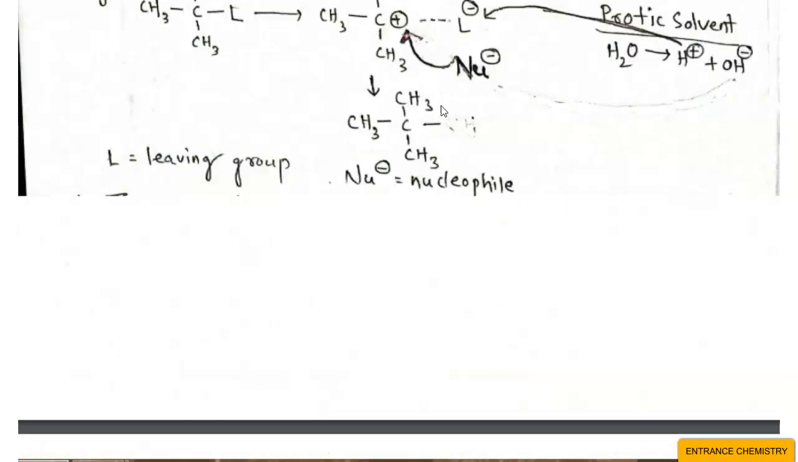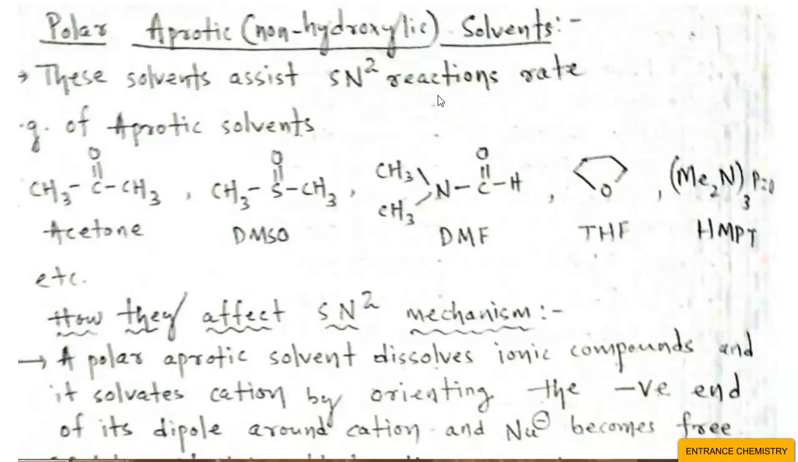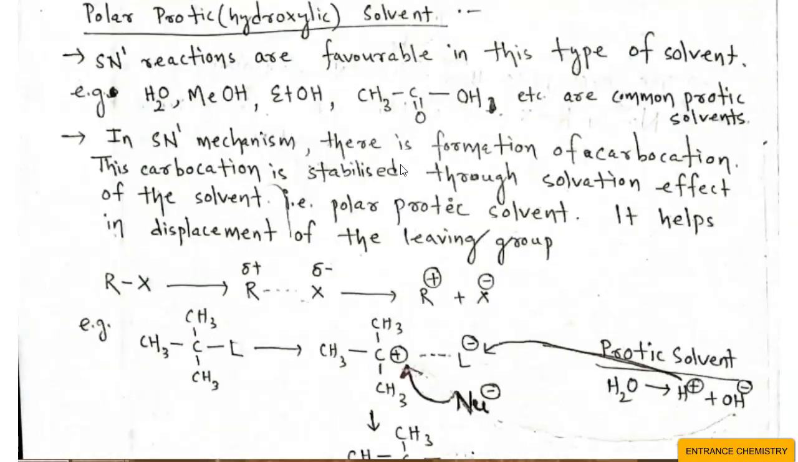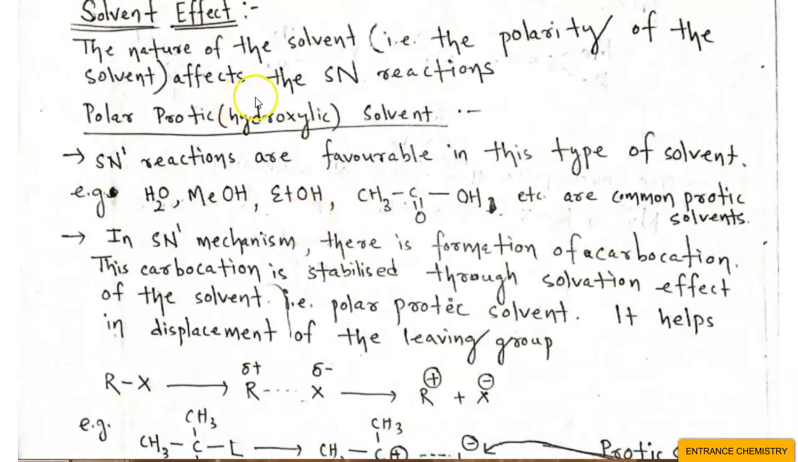But in case of a polar aprotic solvent, they don't have H plus or protons. So we call them aprotic. These are polar solvents but don't contain H plus. And the examples are acetone, DMSO, DMF, THF, HMPT, etc. So how do polar solvents affect SN reactions?